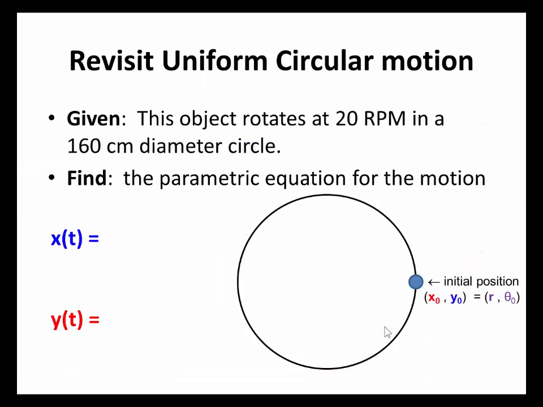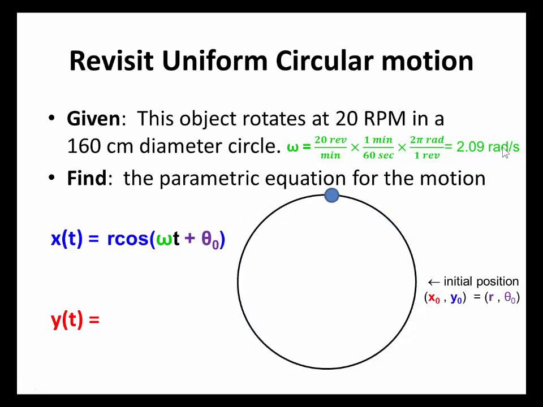Here's another simple example. Let's say we have an object rotating at 20 RPM in a 160 centimeter diameter circle. Find the parametric equation for the motion. And so there's our object moving, and we're assuming it starts right here. And once again, I'll calculate our omega is 2.09 radians per second.